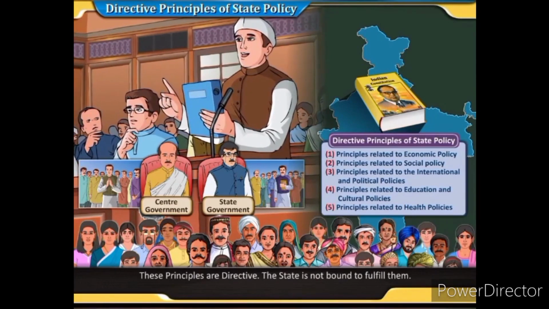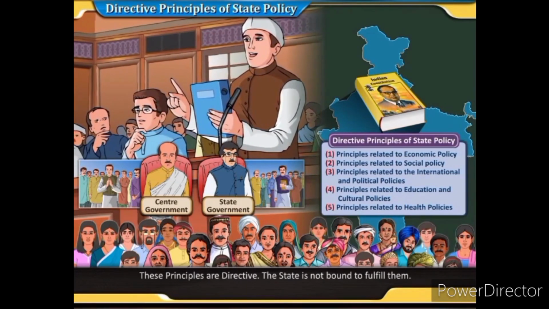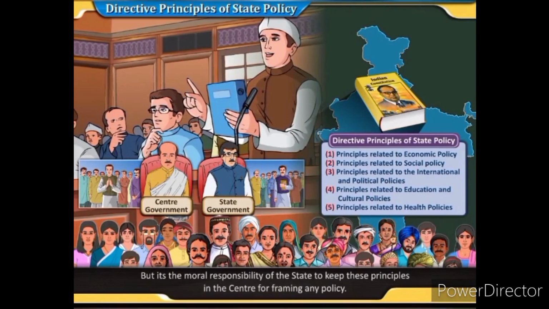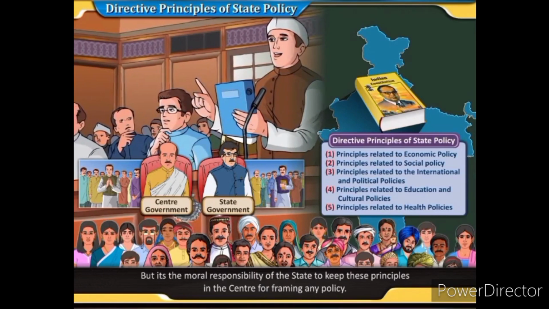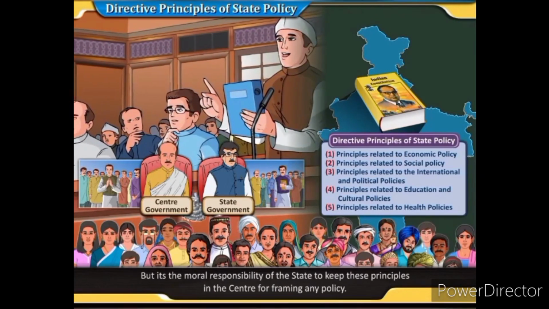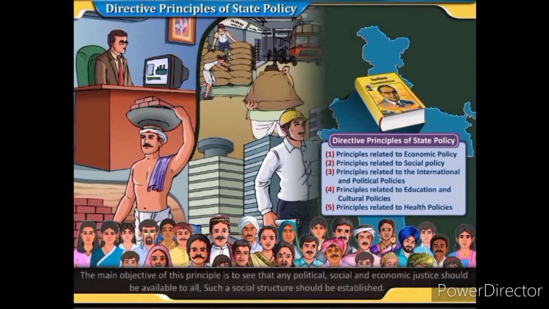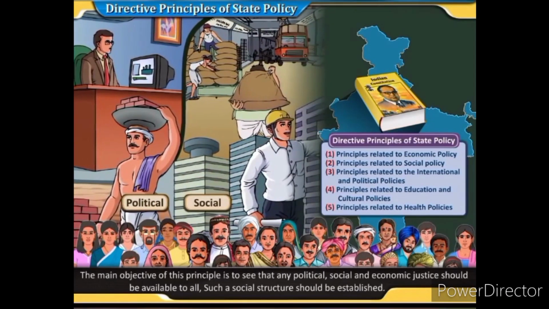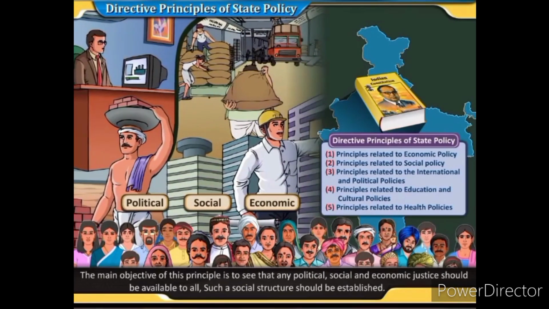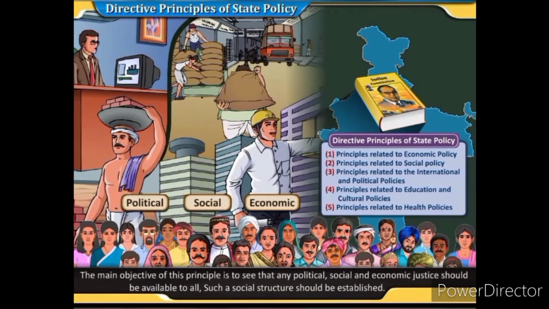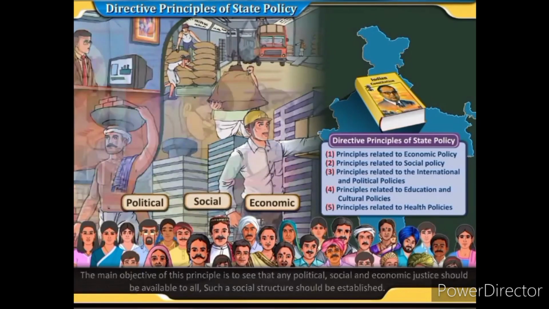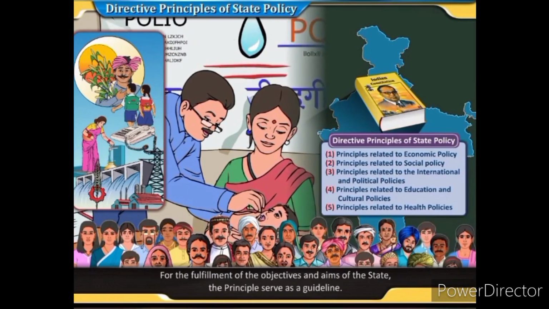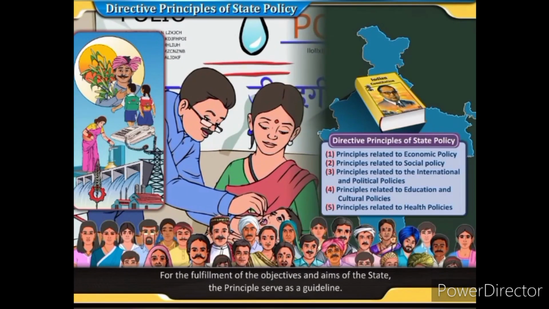These principles are directive. The state is not bound to fulfill them, but it is the moral responsibility of the state to keep these principles at the center for framing any policy. The main objective of these principles is to see that political, social and economic justice is available to all. Such a social structure should be established. For the fulfillment of the objectives and aims of the state, the principles serve as a guideline.